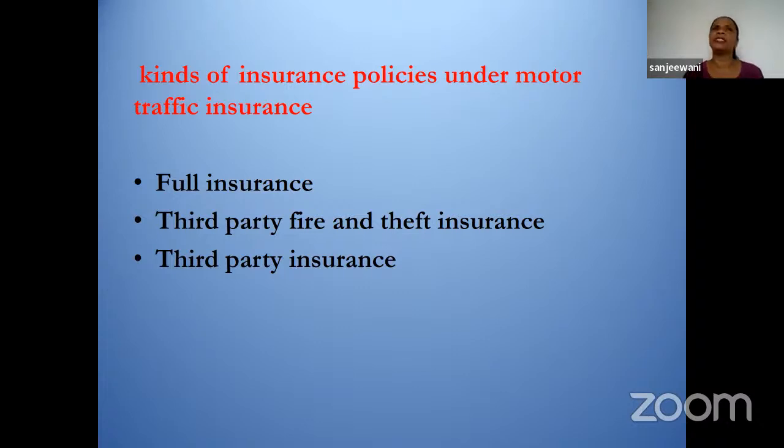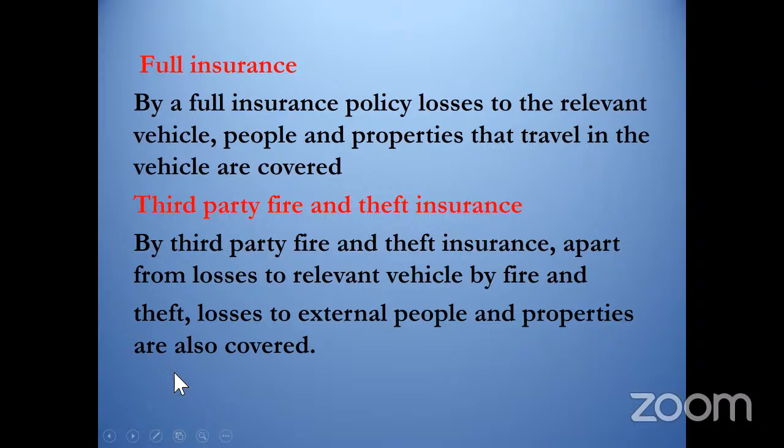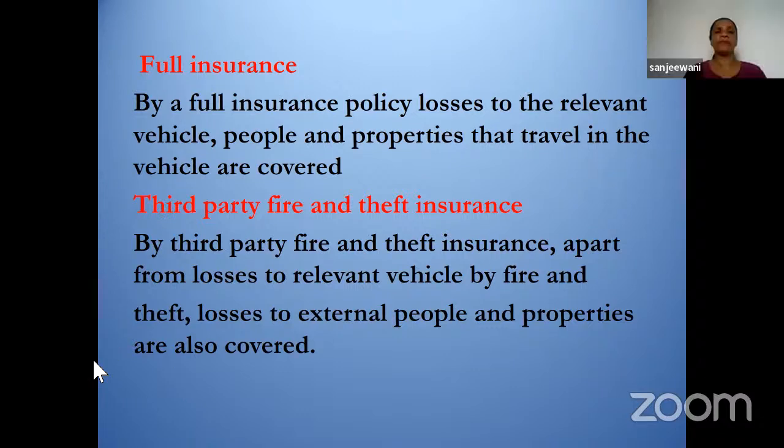So what is full insurance? That also I explained to you earlier, right? By a full insurance policy, losses to the relevant vehicle, people, and property, everything will be covered. Then third party fire and theft insurance. Apart from losses to the relevant vehicle by fire and theft, losses to external people and properties are covered. So full insurance covers everything, all the parties.